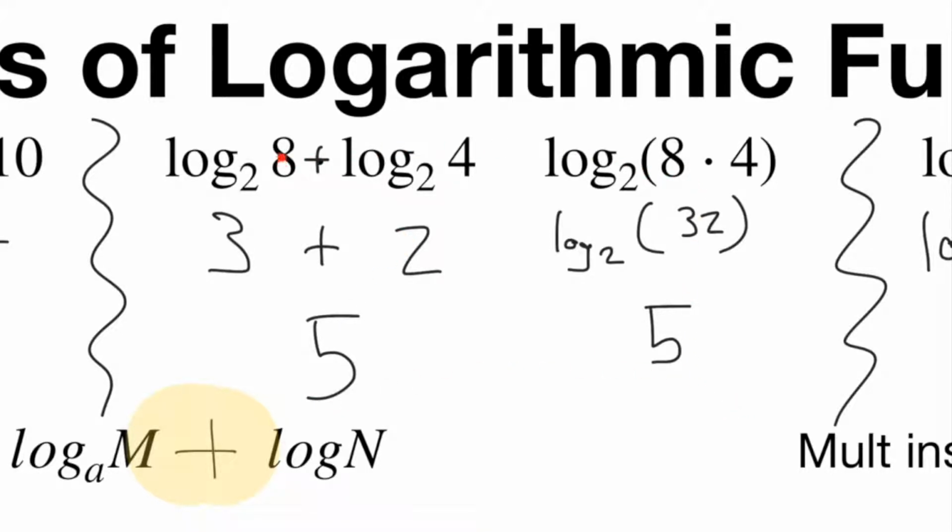If you were to multiply the original powers, 8 and 4, 8 times 4 is 32. And the log base 2 of 32, what is the exponent when the base is 2 and the power is 32? It's got to be equal to 5. If the bases are the same, we're starting to see a pattern here. You can multiply the powers and get the same exponent.